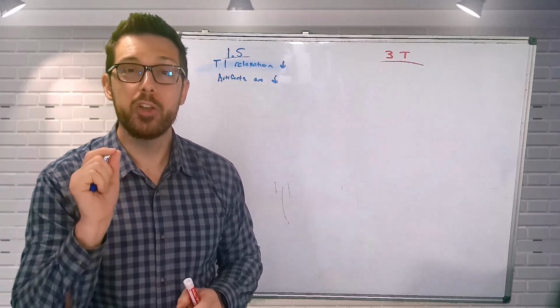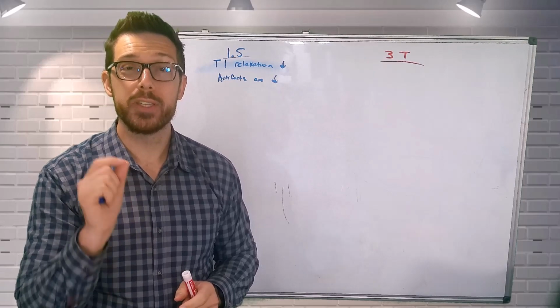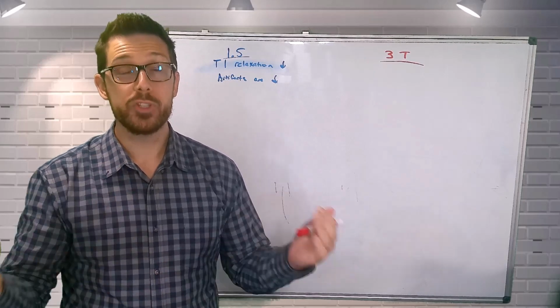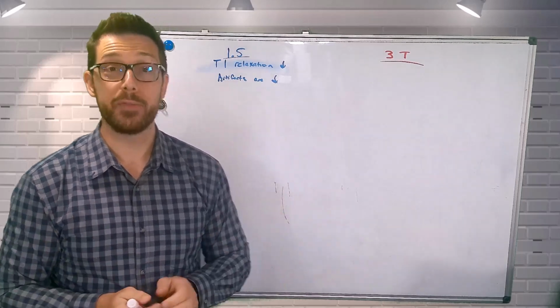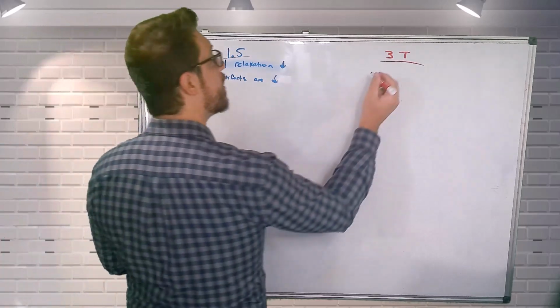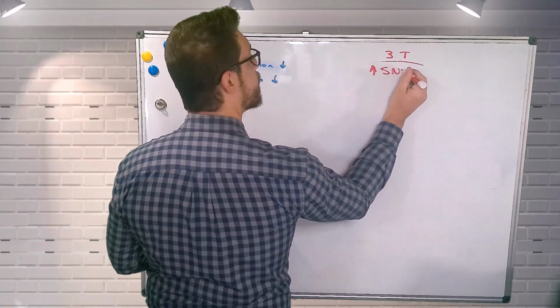Now, one of the benefits of using high field, or 3 Tesla versus 1.5, is that we can get more signal to noise in our image. This, as we'll talk about in a second, offers us some benefits. So we have an increased SNR.